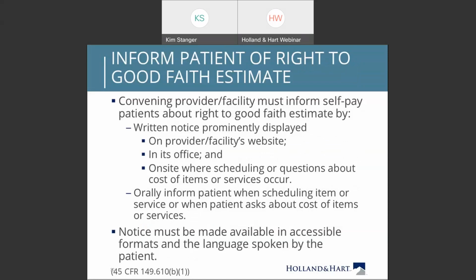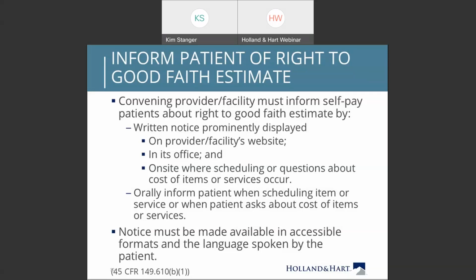That convening provider or facility has to inform that self-pay patient about their right to obtain the good faith estimate, and they do so by the following. First, you've got to post a written notice prominently displayed on your website, if you've got a website, in your office, and also on site where scheduling or questions about the cost of items or services occur. So presumably registration or billing or something like that. You would have to have the written notice prominently displayed. In addition to simply having that written notice available, you've also orally got to inform your patients when they're scheduling the item or service, or when the patient asks about the cost of the items or services.